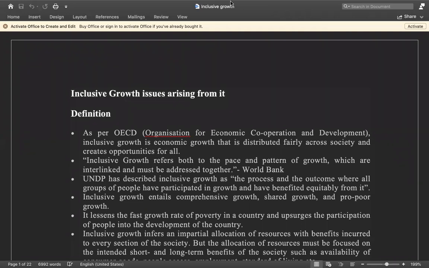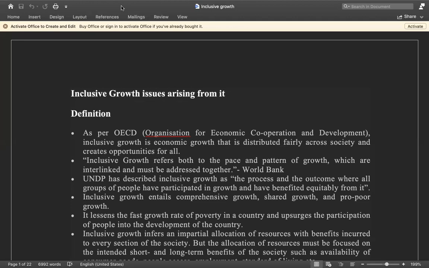Yeah, please start. Okay. Today's topic is inclusive growth, and the issues arising from it. You see, inclusive growth is a wide term, isn't it? So here, first of all, we are going to know the meaning and definition of inclusive growth. Inclusive growth means equal distribution of wealth and income. In simple parlance, we can call it an equal distribution of income and wealth among all the individuals of the society, distributed fairly across the society to create opportunities for every individual of the society, isn't it? So this is called inclusive growth.